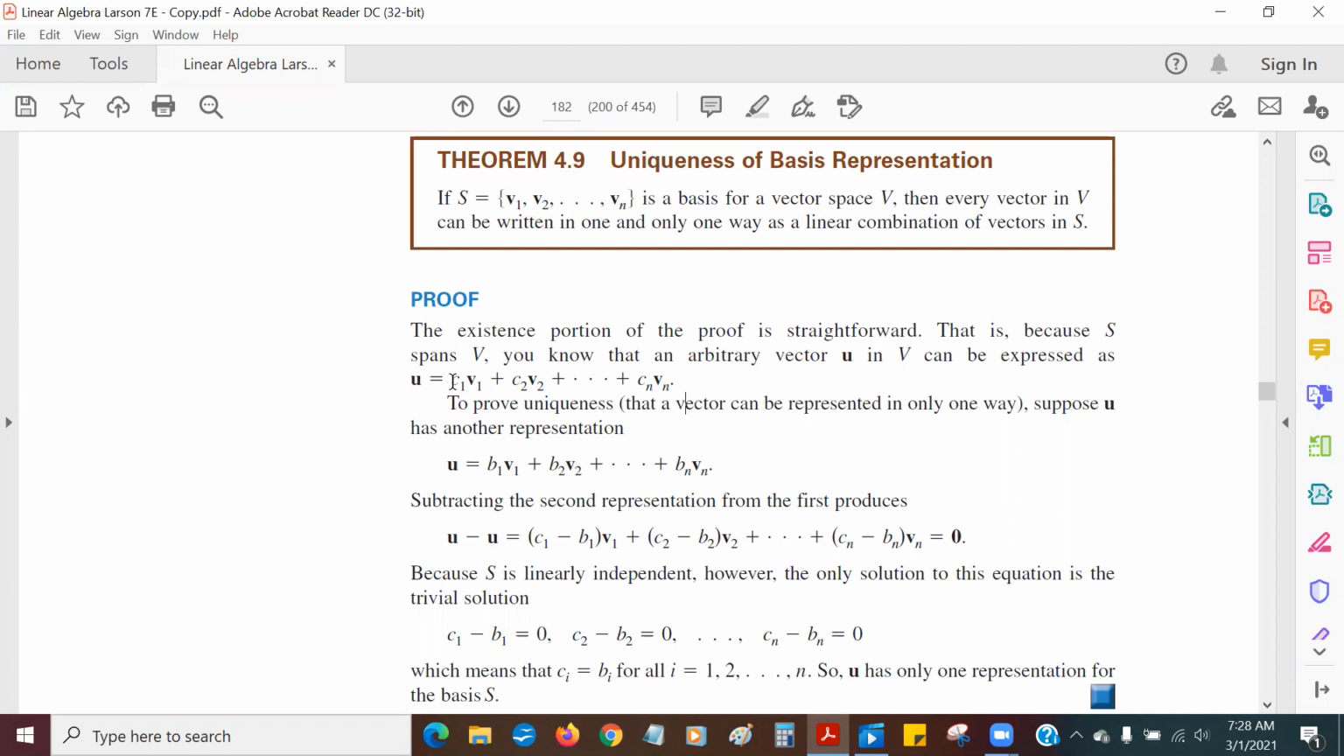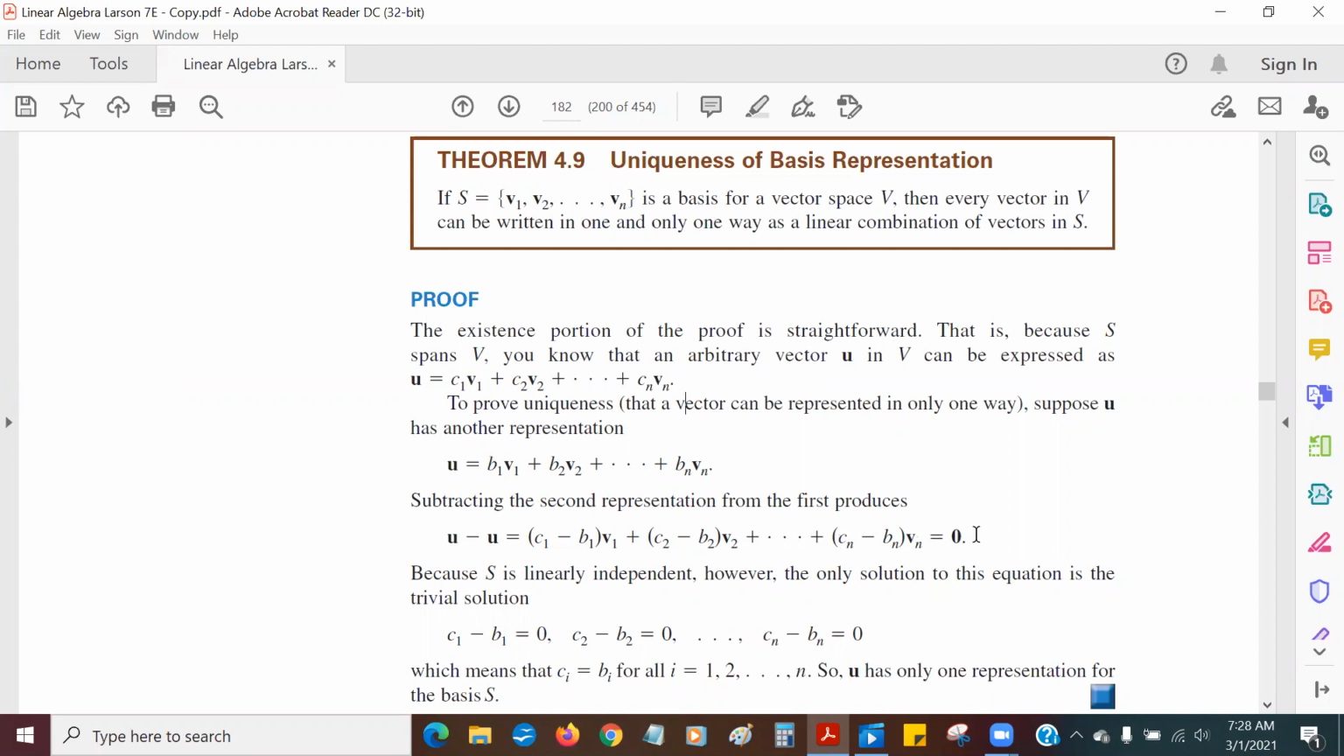So what I'm going to do is subtract these two equations. I'm going to subtract this equation from that equation. On the left-hand side, I'm going to have U minus U, which of course is 0. On the right-hand side, I have C1 V1 minus B1 V1, so I can just factor out C1 minus B1 times V1, and then do that all the way across, dot, dot, dot, and all of it is equal to the zero vector.